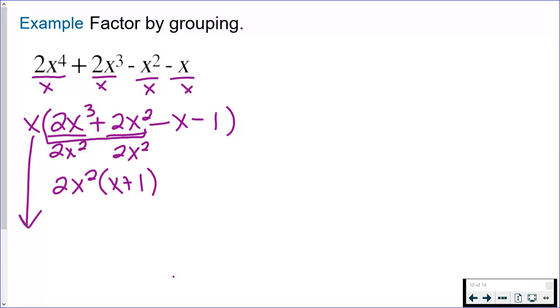Now, this second group, it's minus x minus 1. So it doesn't look like they have much in common, but if you remember from the previous video, I want those parentheses to match. So if I were to take out a -1 from each of those terms, I'm going to be able to get the parentheses to match. Like I said in the previous video as well, when a group starts with a negative, you want to take it out.